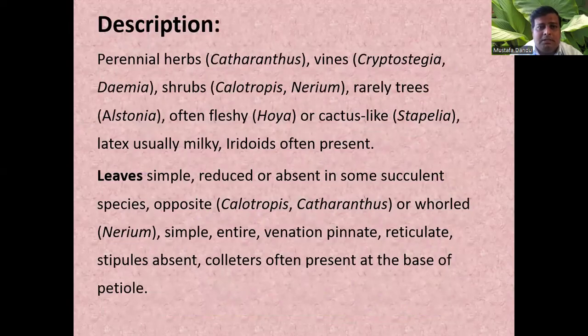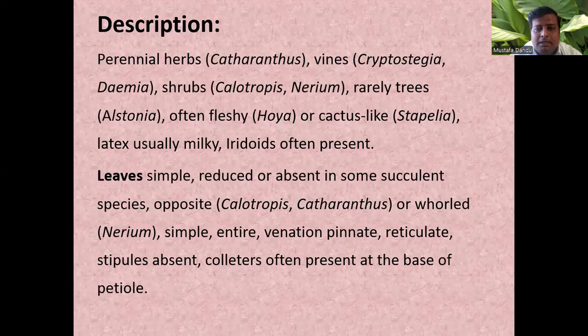The family Apocynaceae is mostly present as perennial herbs, as you can see, Catharanthus; vines like Cryptostegia; shrubs like Calotropis and Nerium. Trees are rarely found, like Alstonia, or cactus-like Stapelia. Latex is usually milky. Leaves are simple, reduced or absent in some succulent species. Opposite like Calotropis and Catharanthus, or whorled like Nerium.